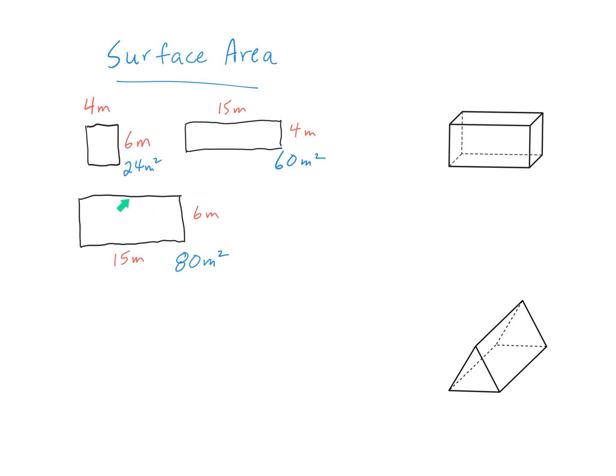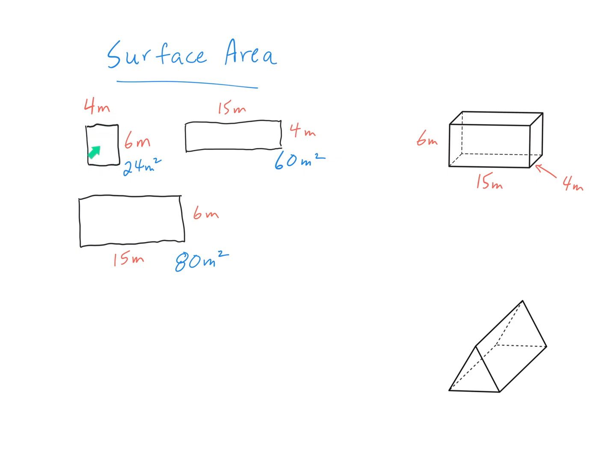Now, there's 2 of each. These are the sides. Okay? 4 by 6. Here, let me label the picture over here so it's a little bit more clear. So this side is 15 meters. This dimension here is 4 meters, and the height of it is 6 meters. So all we have to cover this rectangular prism is 2 of these, 2 of these, and 2 of these.